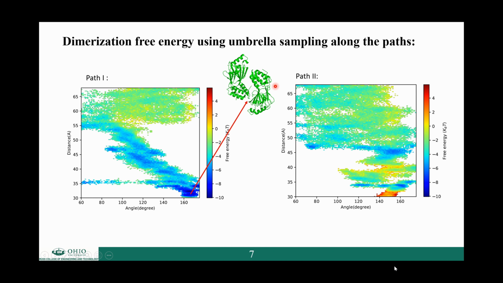shown by this crystal structure. So we will see some dimerization happening at the distance of around 30 to 33 angstrom with well depths of around 10 kBT. If you look at path 2, it also comes very close to a local minimum at the distance of 34, but it cannot explore this global minimum. So there are a couple of local minima in path 2.